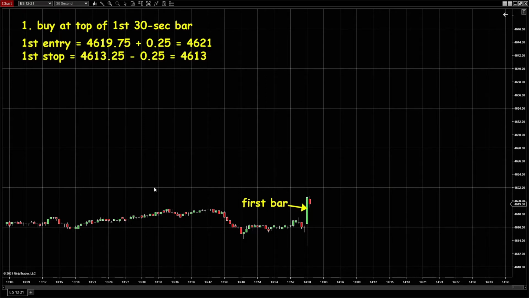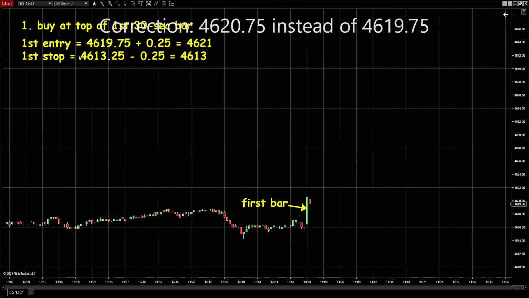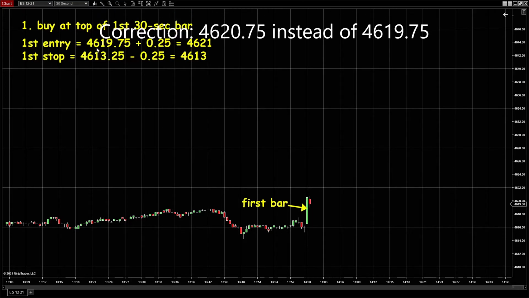This is the 30-second chart for ES. And this bar is the first 30-second bar right after 2 p.m., after the interest rate was announced. You can see that this bar is a very big bull bar, so it indicates an uptrend. Right after this bull bar is finished, you need to put your buy order on top of this bull bar, 1 tick above the high. The top of the bar is 4619.75. You plus 1 tick, and then your entry should be 4621.